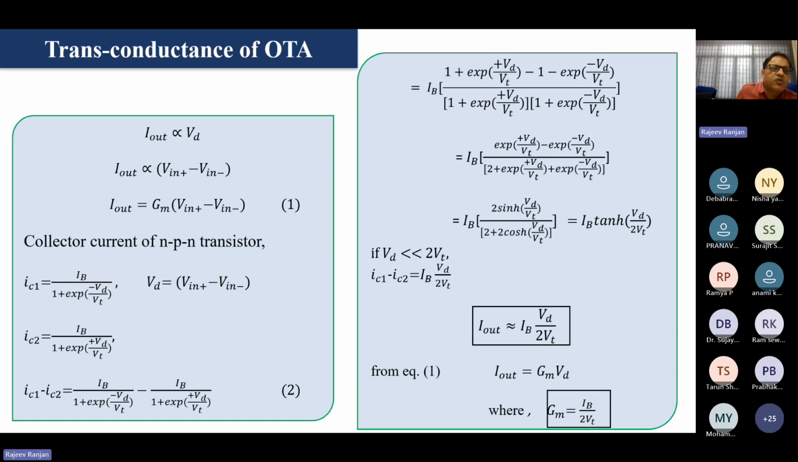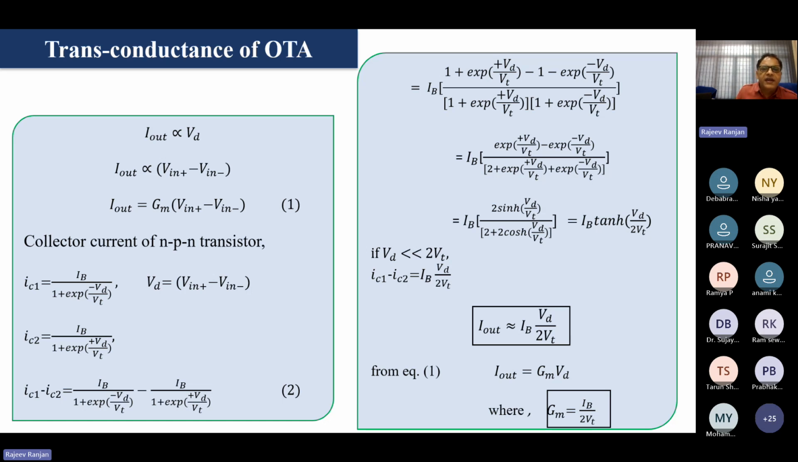Then IC2 equal to IB upon 1 plus exponential of minus VD upon VT. So this is the IC2. Then IC1 minus IC2, we will get IB times (1 plus exponential of VD/VT minus 1 minus exponential of minus VD/VT) divided by (1 plus exponential of VD/VT) into (1 plus exponential of minus VD/VT). This is the IB. After analyzing the circuit, we get these equations, which you already know: 2 sinh(VD/VT) upon 2 cosh(VD/VT), which is equal to IB tanh(VD upon 2VT).